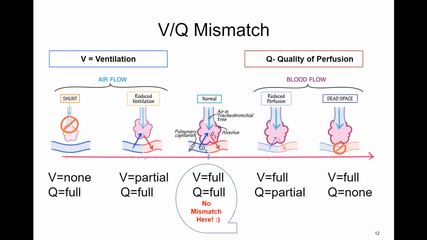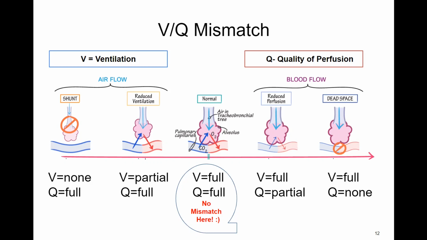The next one has some ventilation, but not full. There's still full perfusion, but again, without the full ventilation, there's decreased oxygenation. This could be pneumonia or just shallow breathing. In both of these, you can see there's a VQ mismatch. The Q is fine, but the V is decreased or absent. The diagram in the middle is normal. It's what's expected. No restriction of ventilation or perfusion.